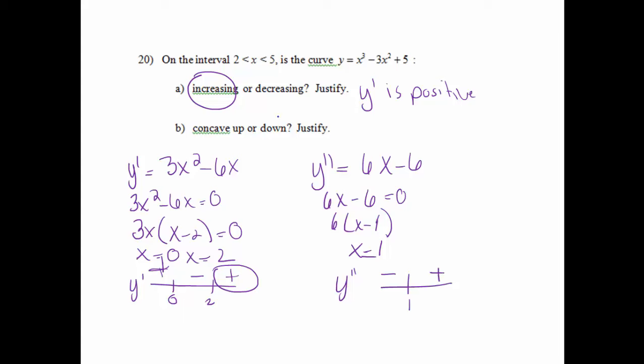And it just said between 2 and 5. Well, 2 and 5 would be in this section right here. So I know since my second derivative is positive, I will be concave up. So it's concave up, and y double prime is positive. And there we go.